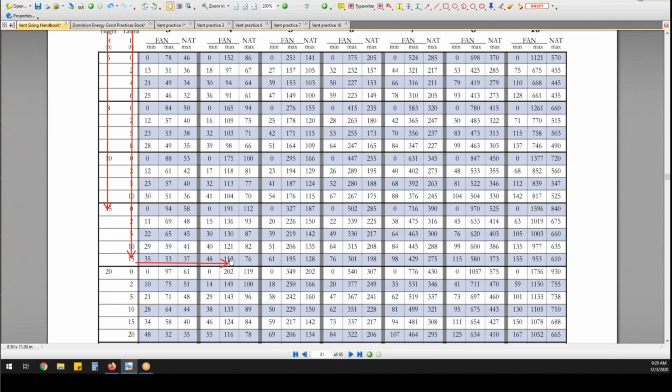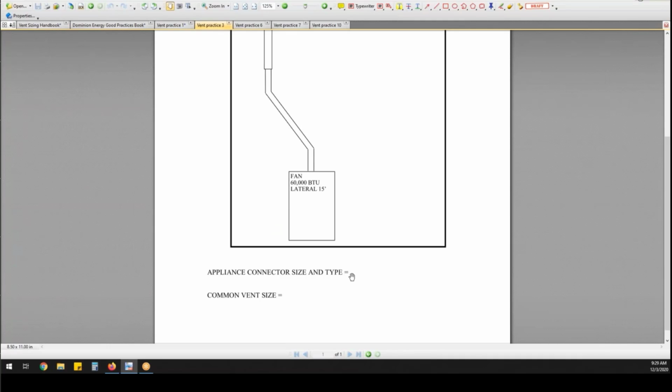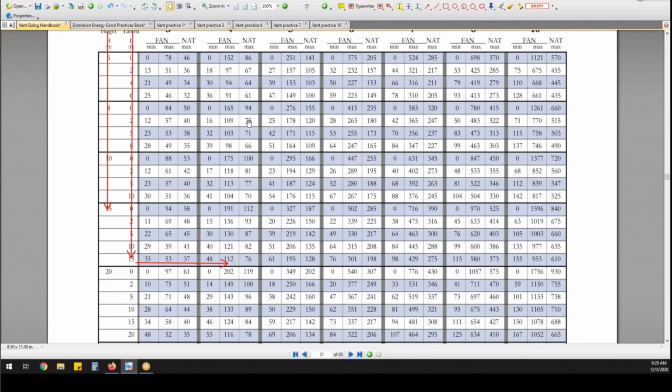Does that make sense? What I want to know now is, could I do this same thing, but change this connector to single wall? Because I'll save money if I can do that. So let's go back over to our vent book.